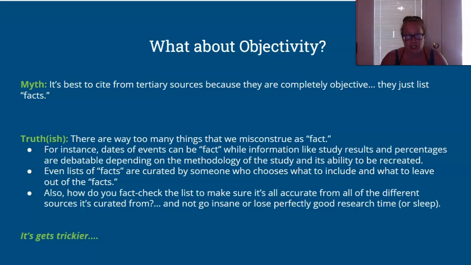So what about objectivity? A lot of the reason people like tertiary sources is because they appear to be completely objective. They just list facts. Everyone wants just the facts. Well, that's great. However, there are a lot of things we misconstrue as fact. For instance, dates like when 9/11 happened, that's a fact. But study results, percentages, things that we often argue as fact, are actually debatable depending on the methodology of the study and its ability to be recreated.